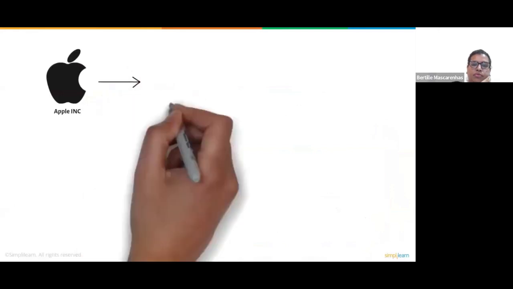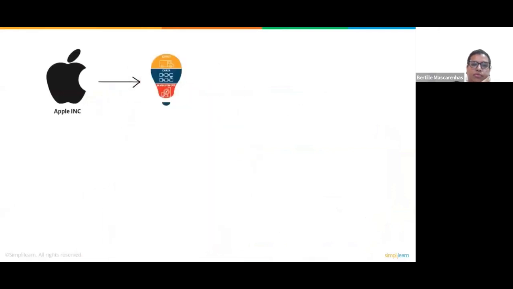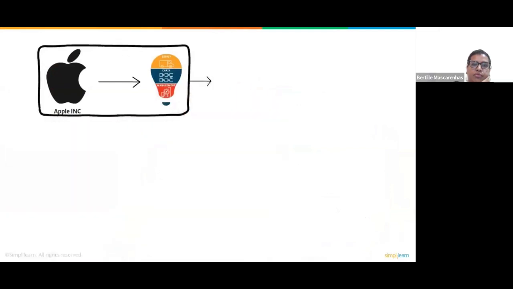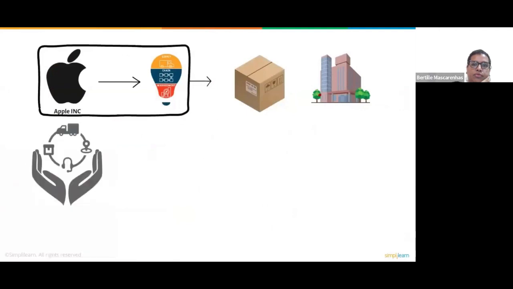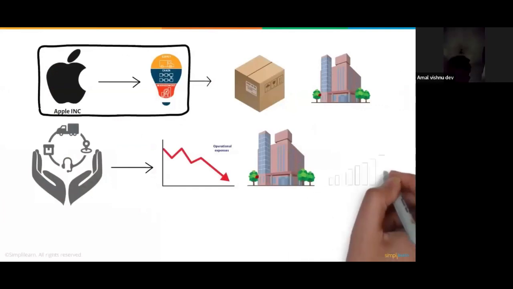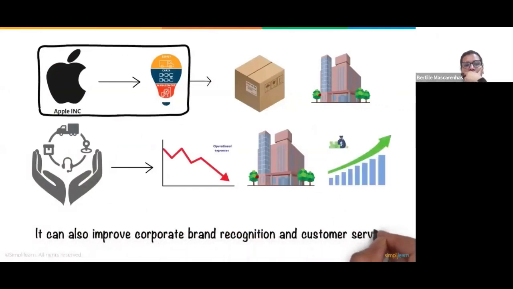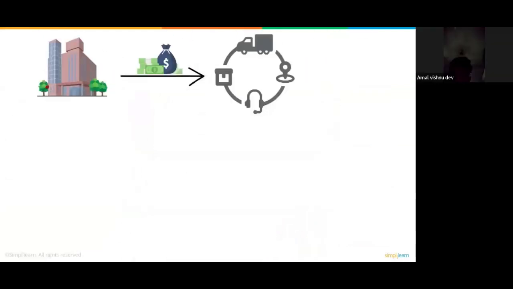With the help of an Apple Inc. case study, we explored how a supply chain management strategy can be established. This domain of business management is crucial for any product or service-based company in the long run. A well-managed supply chain can lower operational expenses, allowing the firm to gain more profit. It can also improve corporate brand recognition and customer service. Hence, companies invest a great deal in their supply chain.